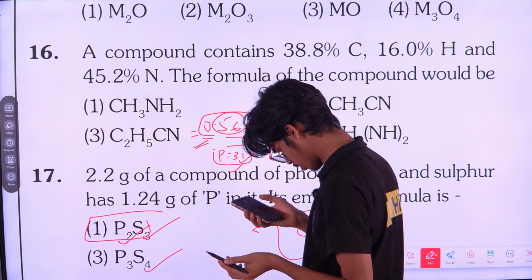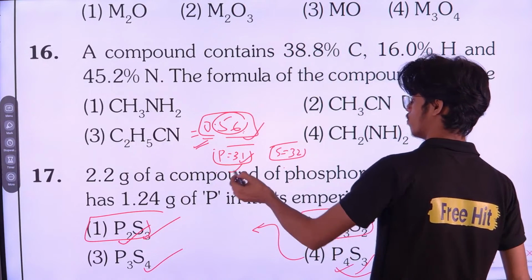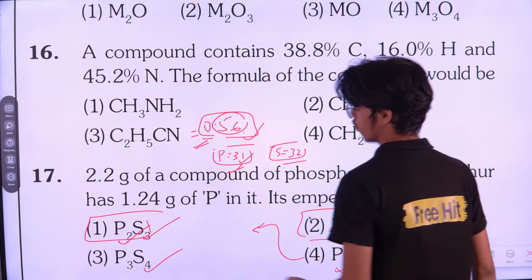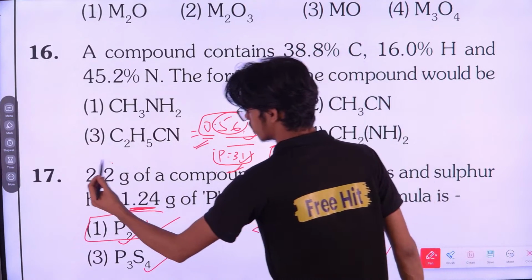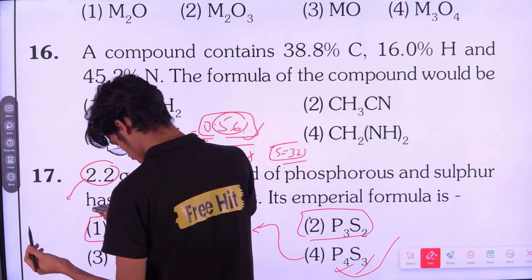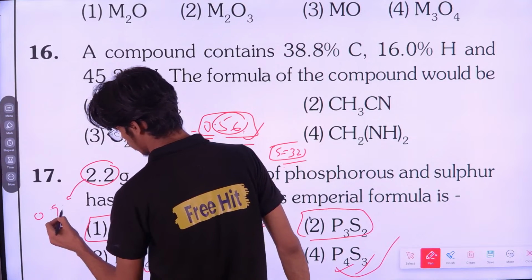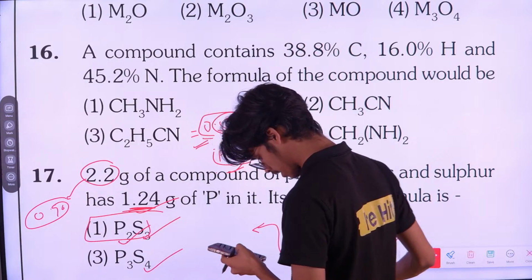Okay, 2.2 minus 1.24. So you can actually find out the ratio of phosphorus and sulfur. So 1.24 is the mass of phosphorus. Then you can find the amount which is left from this 2.2, as told by Priya Jyoti, okay, which is 0.96. So 0.96 and 1.24. You can actually track the ratio and find the answer.